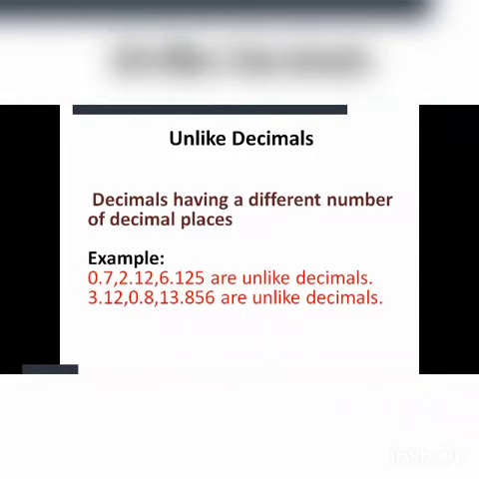Now let's learn about unlike decimals. Decimals having a different number of decimal places are called unlike decimals. For example, 0.7, 2.12, 6.125 are all unlike decimals. Let's see another example. 3.12, 0.8 and 13.856 are also unlike decimals.